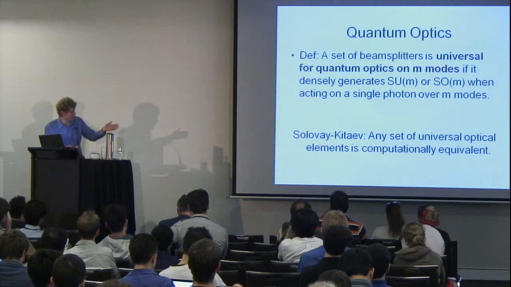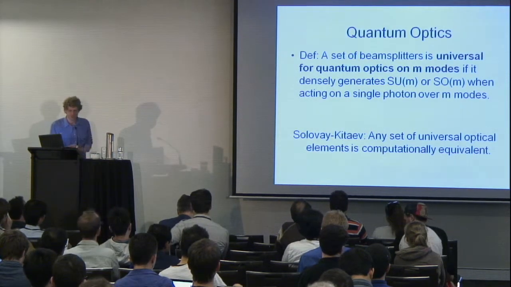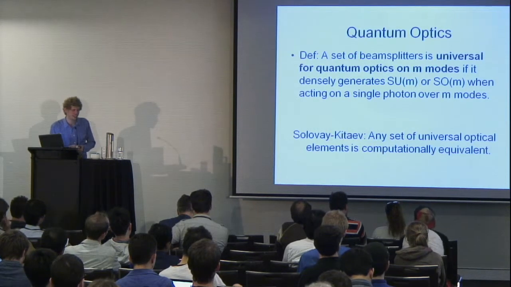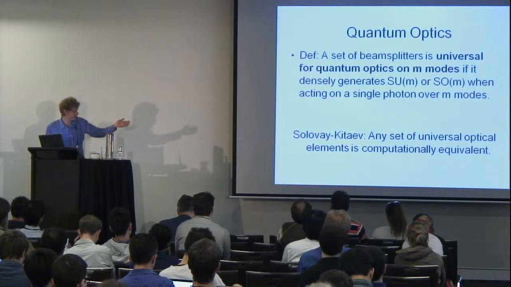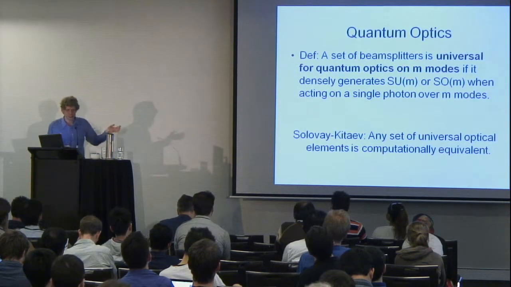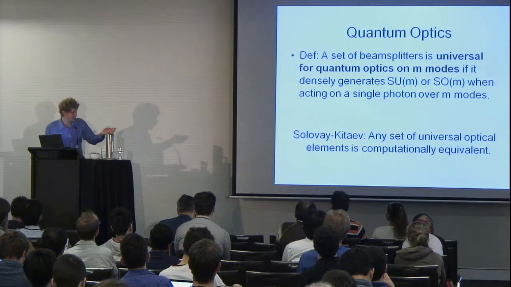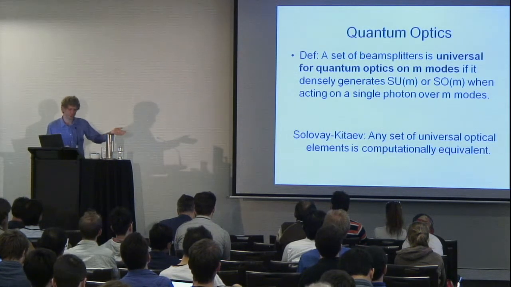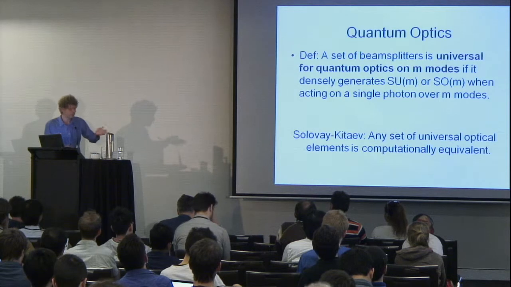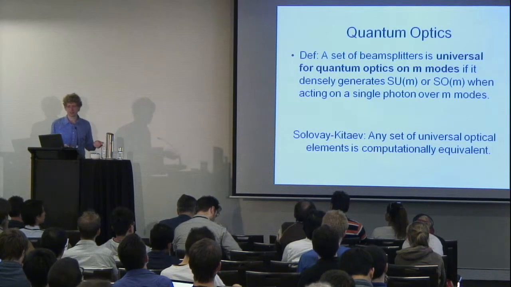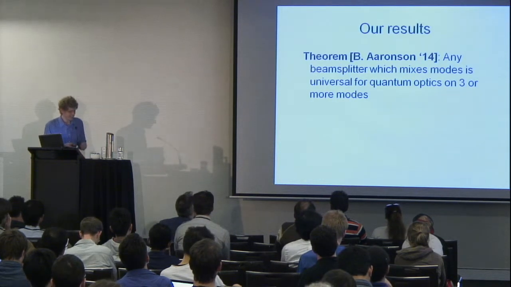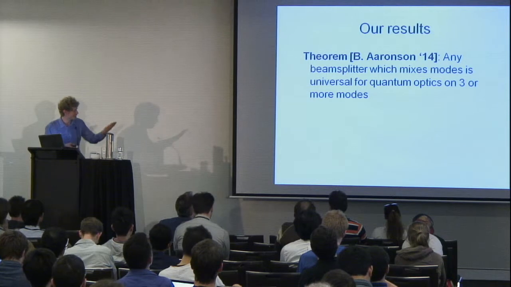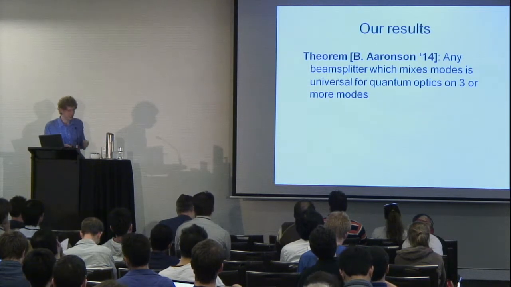Then the Solovay-Kitaev theorem tells us that any set of universal optical elements is equivalent to any other. In other words, if you have any set of universal optical elements, then you can either perform boson sampling, in the case that your optical network is non-adaptive, or you can perform the KLM protocol if your optical network is adaptive. So in this optical language, what our result says is any beam splitter which mixes modes is universal for optics on 3 or more modes.